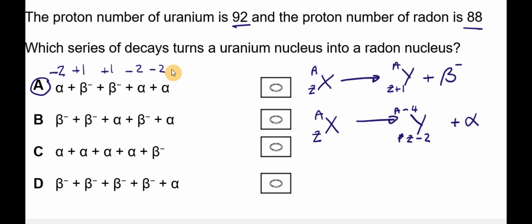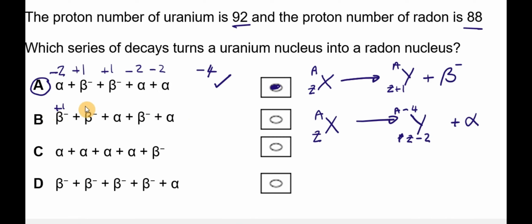We can have a look at a couple of others and just see why they don't work. So beta minus gives an increase in the proton number of +1. The alpha decay -2, +1 again, another -2. We've got a change in the proton number of -1. Wrong.